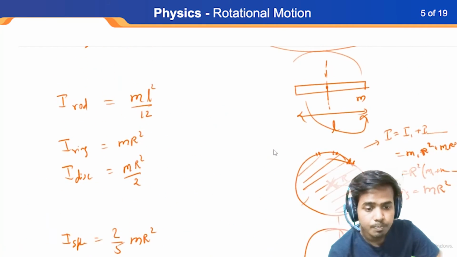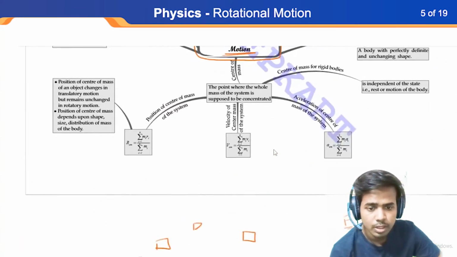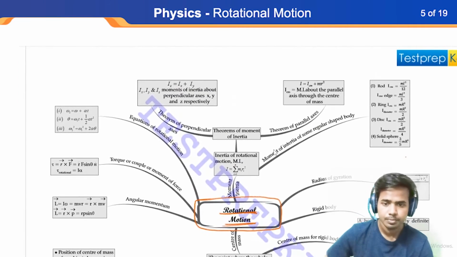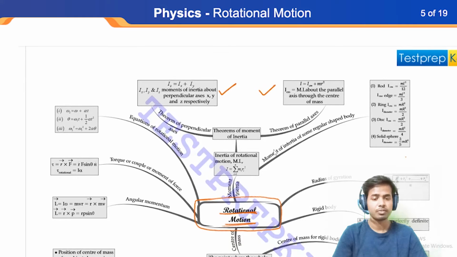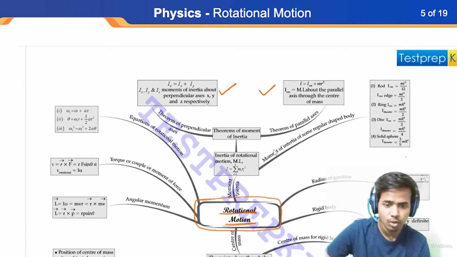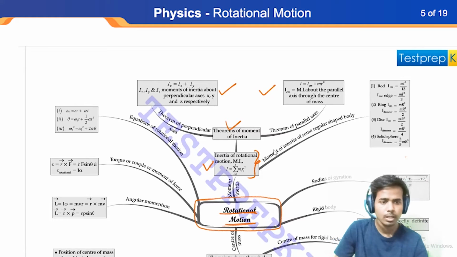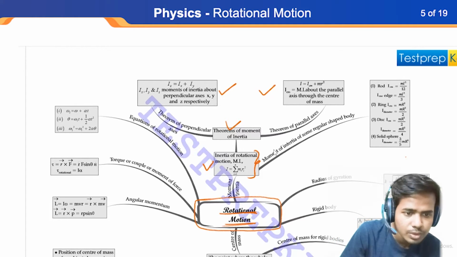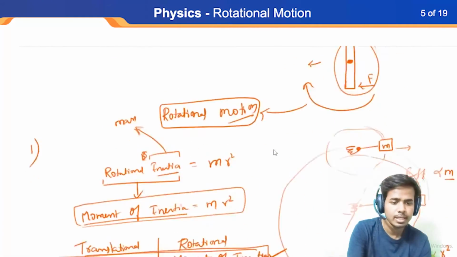So these were the two theorems for calculation of moment of inertia. All right, so we have already dealt with this one as well, and I think I already gave you the ring, disk and sphere. We will get these ones on the basis of the theorems.